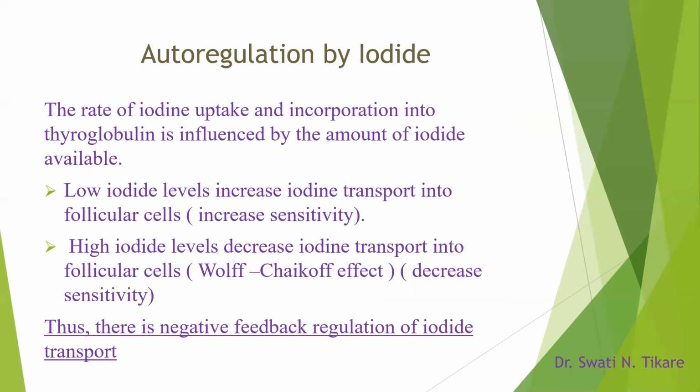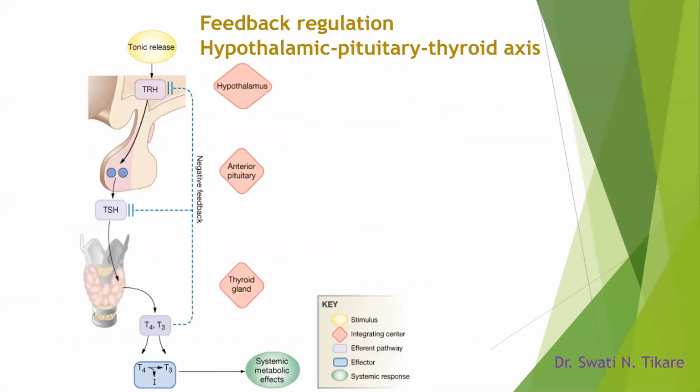So the availability of iodide itself is regulated so that the total outcome of how much thyroid hormone is formed will also be regulated. This is one mechanism, regulated by iodine.